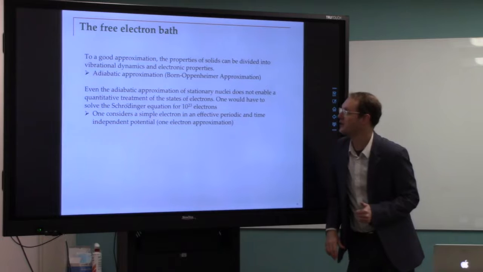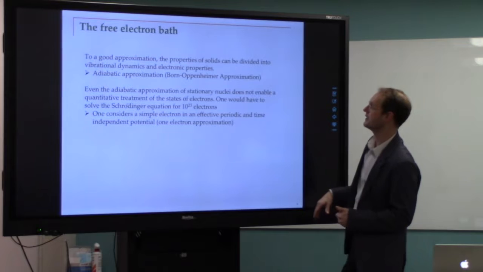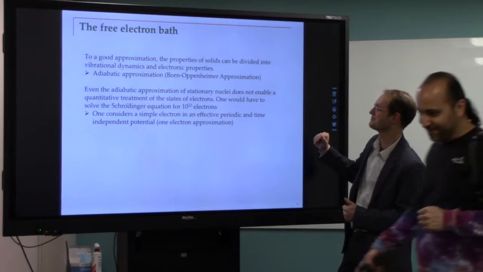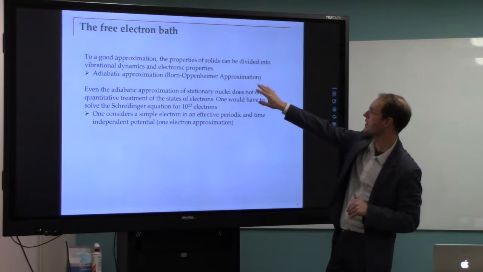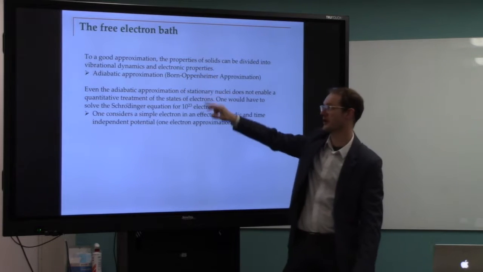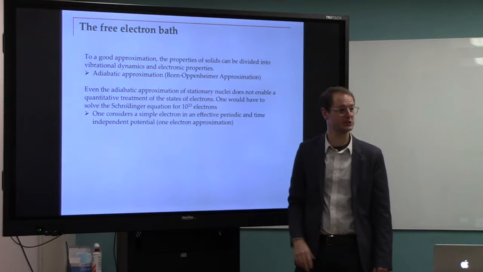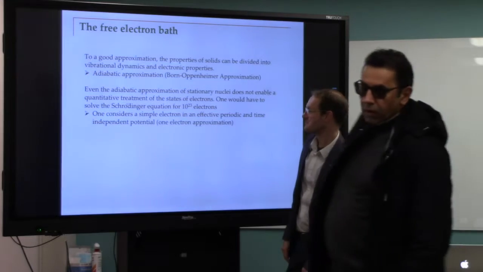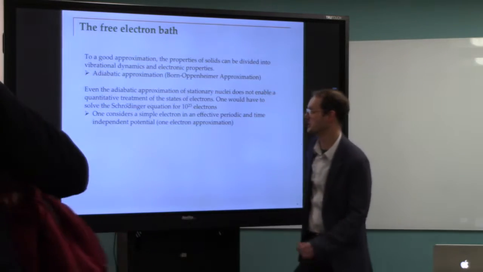Okay, so I'm going to be focusing on conductors, so metals. And if you have a metal system, well, actually, anytime you have a solid system, to a good approximation, the properties of solids can be divided into vibrational dynamics and electronic properties. So in other words, we're going to apply the Born-Oppenheimer approximation that we've been using for molecules, also called the adiabatic approximation.